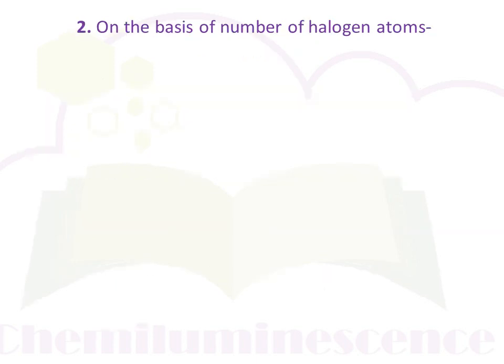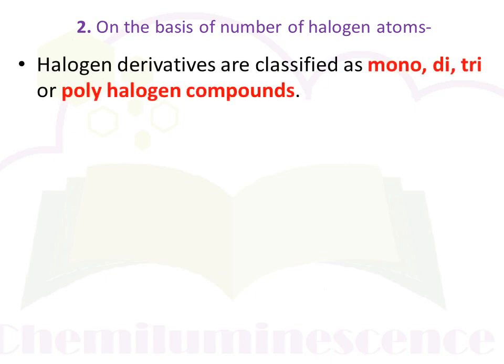The next way of classification is on the basis of the number of halogens, that is, how many halogens are present in the compound. On the basis of it, it is further classified into a few more types, that is mono, di, tri or polyhalogen compounds. So the name itself shows how many halogens will be present in that compound. Let's see with the help of examples.